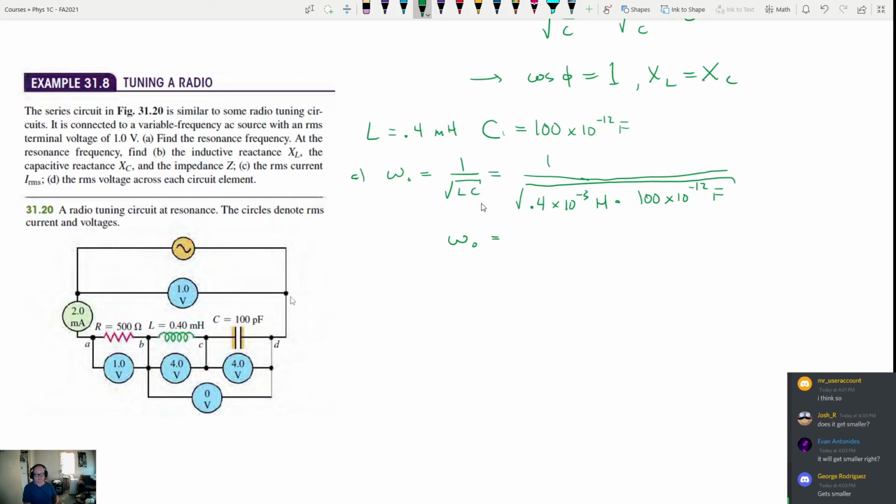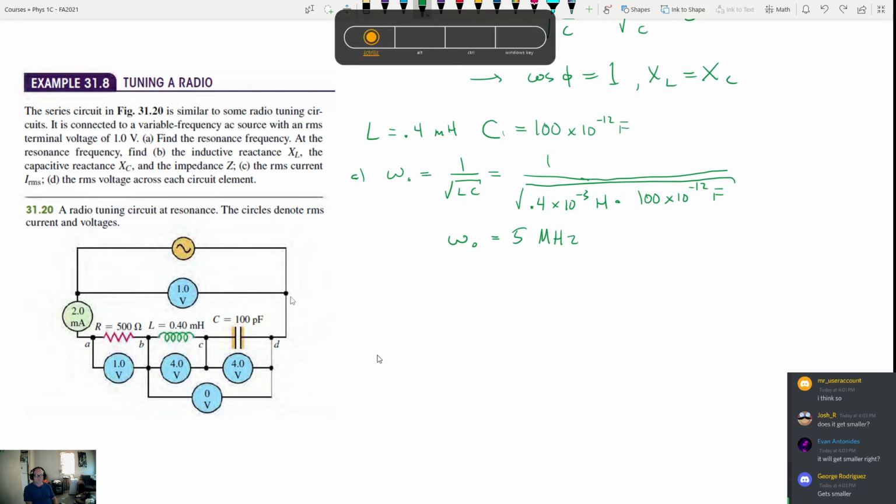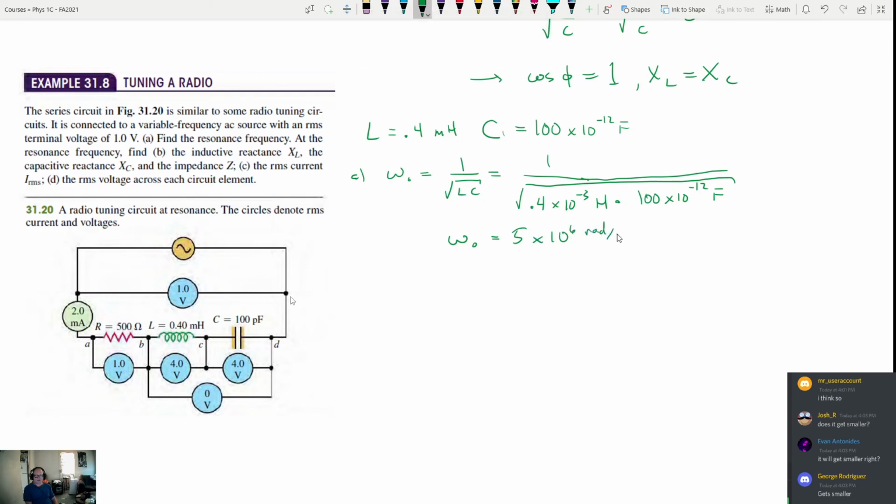So I got 5 million. We'll just write this as 5 megahertz. Oh, wait. Nope, I forgot. It's 5 times 10 to the 6th radians per second. It's not in hertz. My bad. So we get that.